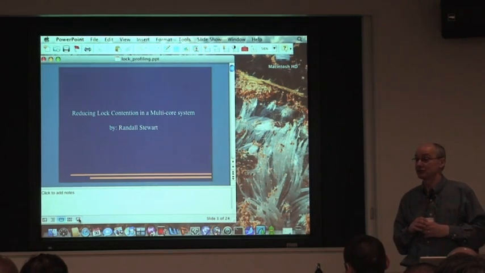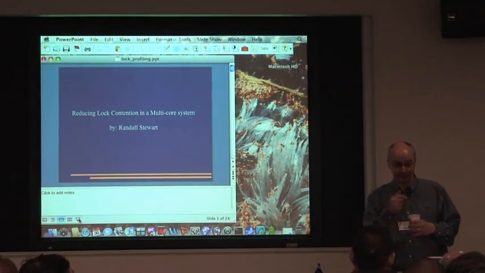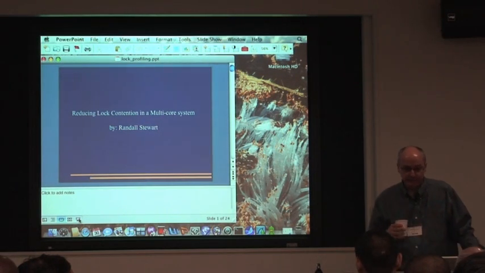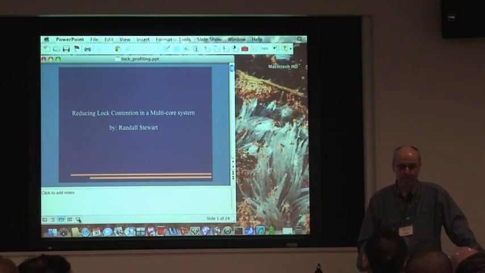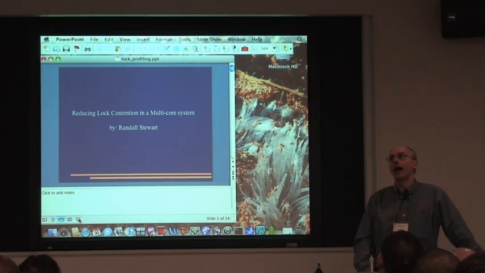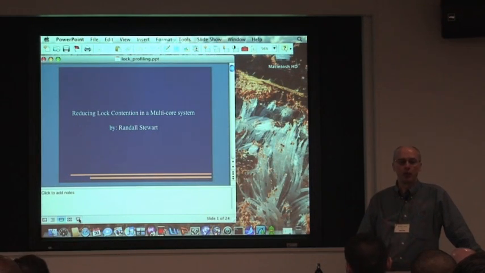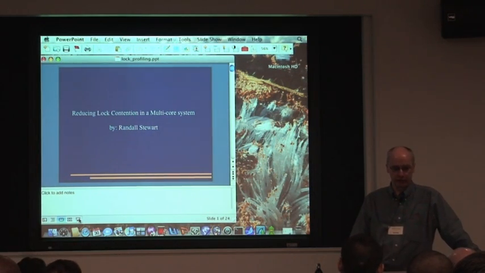Do I have any questions? Did you measure any, or what is the real world benefit from using the lock? So he asked what was the real world benefit from reducing the lock contention.